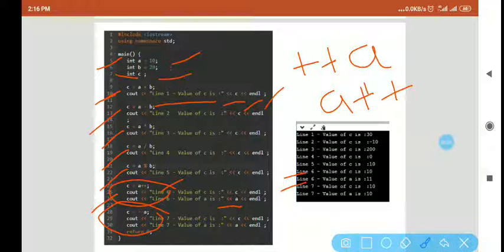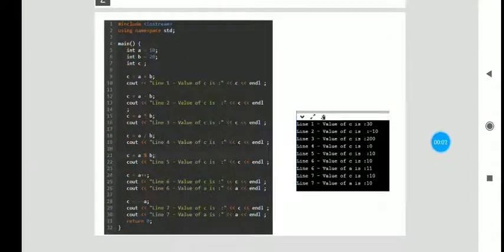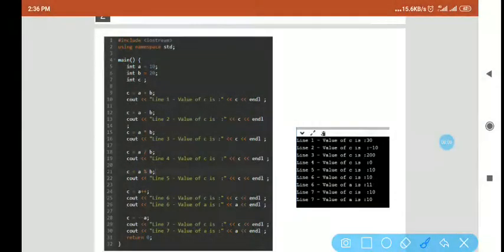This means in the post increment the value is incremented afterwards. Initially the value of a is 10, so 10 is stored in c and then a is incremented. It is called a post increment. I hope you are clear with the post increment concept. Now we go to the pre increment.